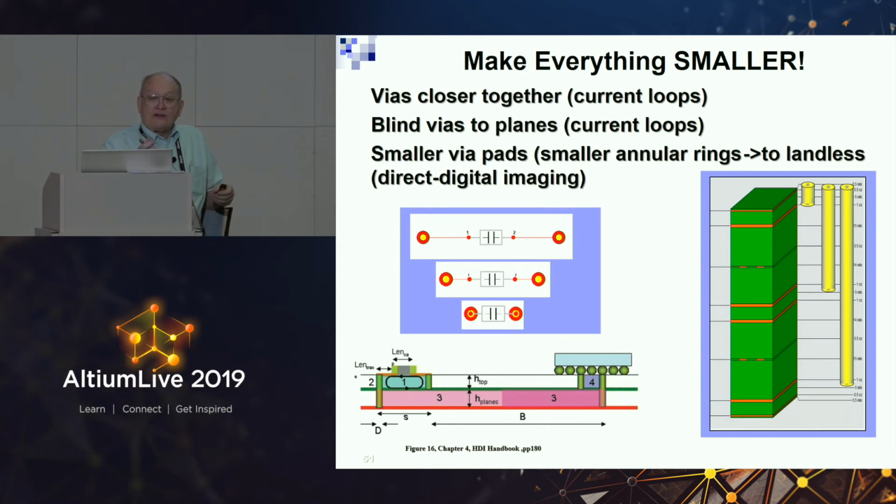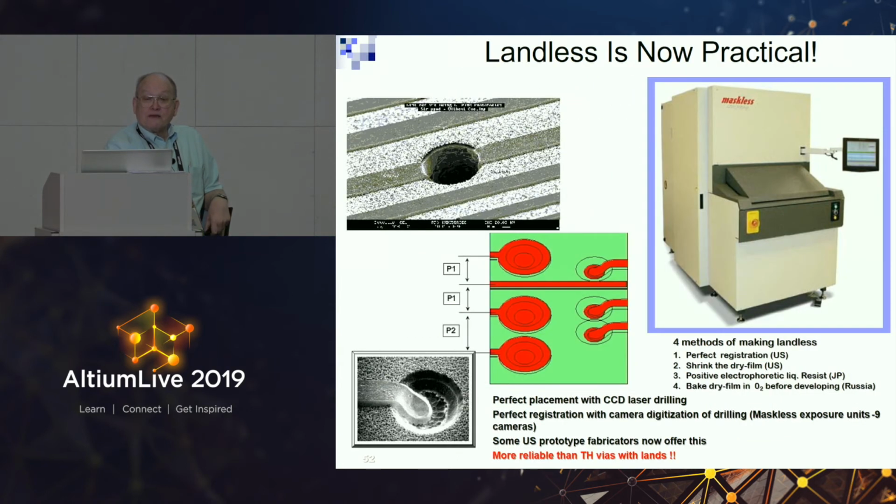And one of the things, we're making everything smaller. And so we're moving our vias closer together or eliminating the vias to reduce inductance, because we've got all these current loops and we want to minimize the dt of the current changes in order to reduce noise. And so by making everything thinner and closer and smaller, we reduce that inductance loop that's there. All the way to the point where the landless via is now practical.